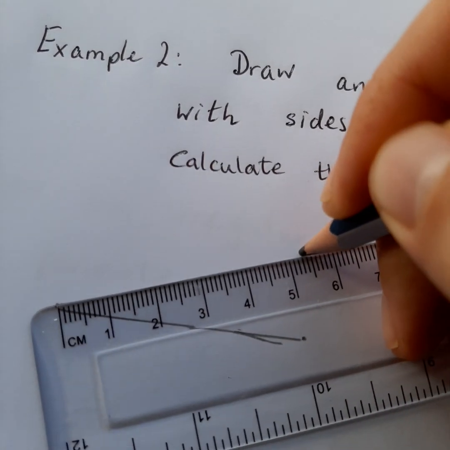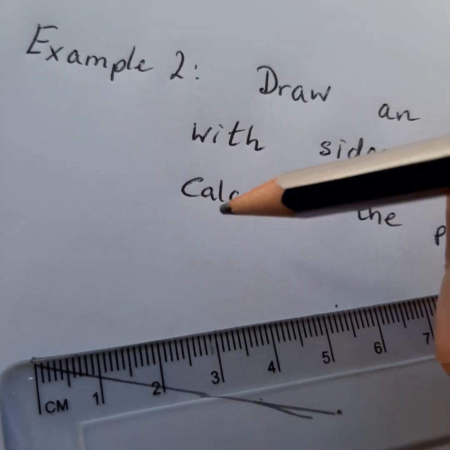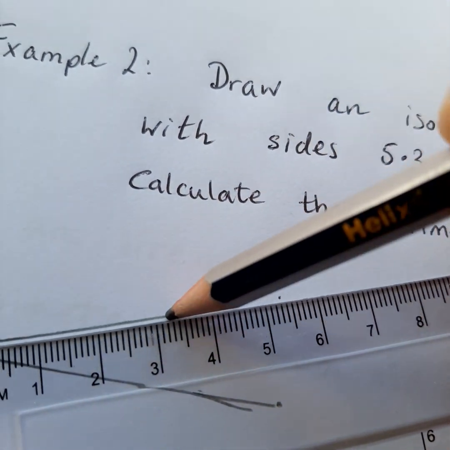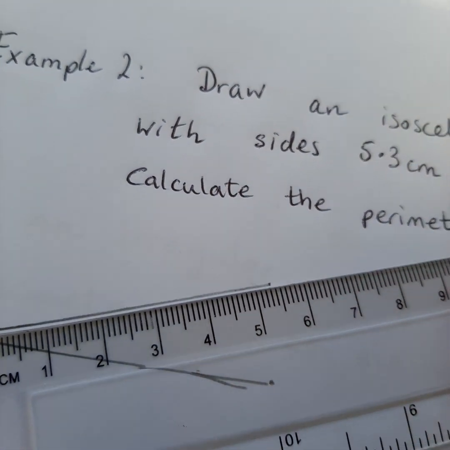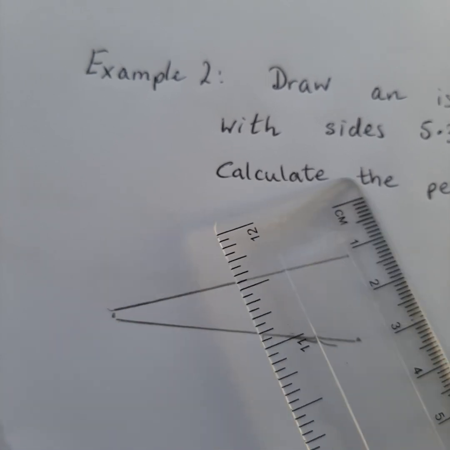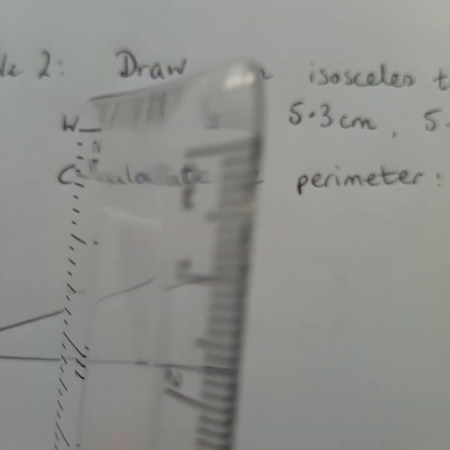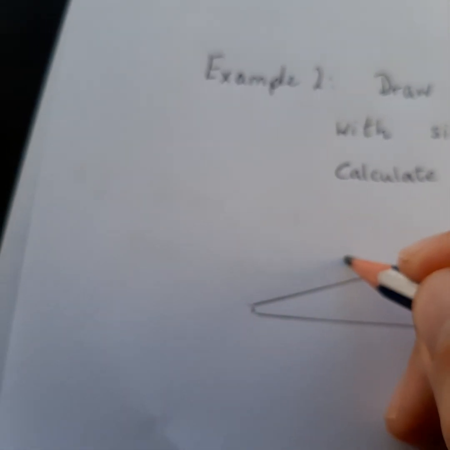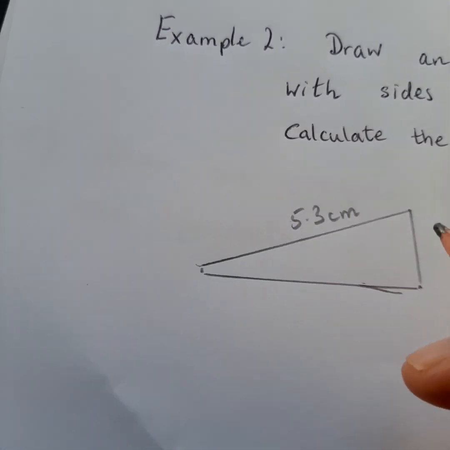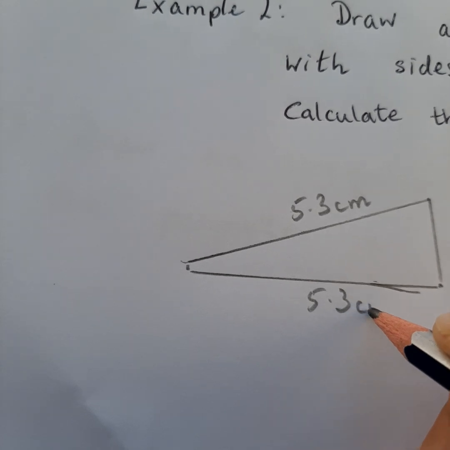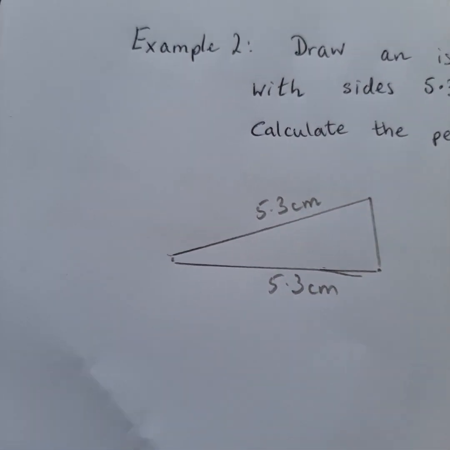Again on my 0 centimeters, and I'll make a notch on 5.3. And now I'm going to join them up. Okay. That leaves one side left to be finished. I'll join them up. So I know now this is 5.3 centimeters because I drew it out, and this is 5.3 centimeters, but I can't find the perimeter yet because I don't know the value of this.